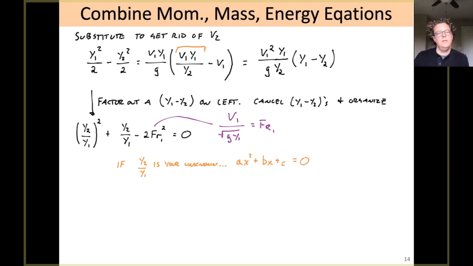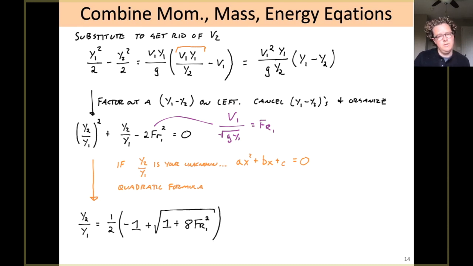So we're now able to simplify our momentum equation to this. And if you're looking closely, this is actually a quadratic equation. So if y2 over y1 is what you want to solve for, the quadratic formula can help get you there. We plug it into the quadratic formula, rearrange it for what we want, and we get a solution that looks like this. This is a useful equation. This is the one I want you to write down and know how to work with. That ratio of depths, y2 divided by y1, is equal to 1/2 times the quantity of negative 1 plus the square root of 1 plus 8 times the Froude number on the upstream side squared.